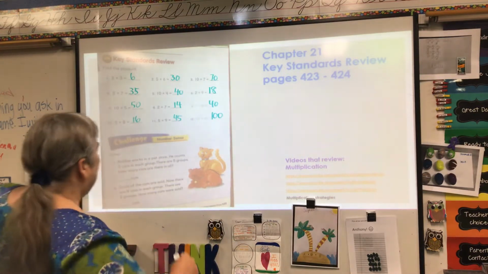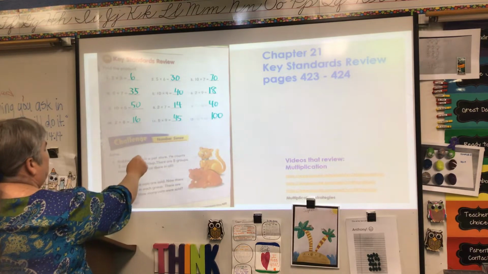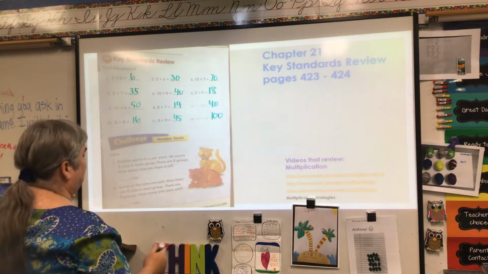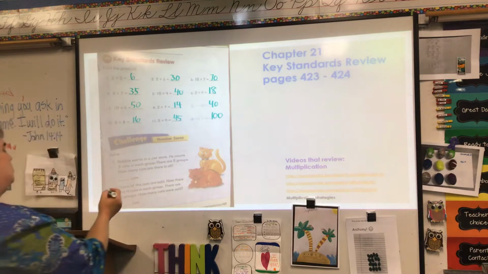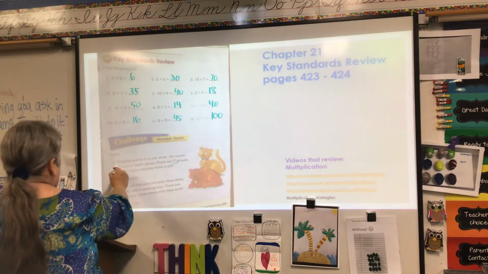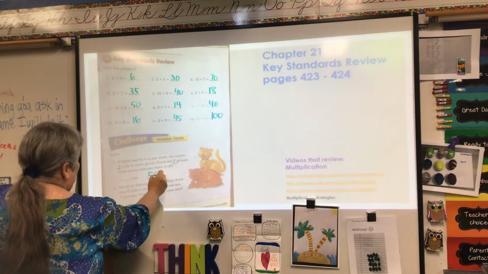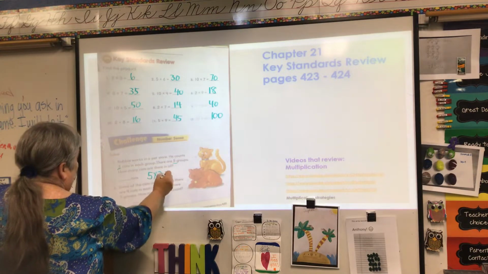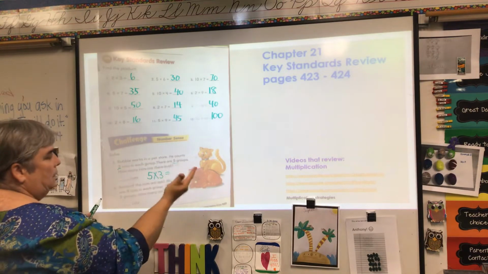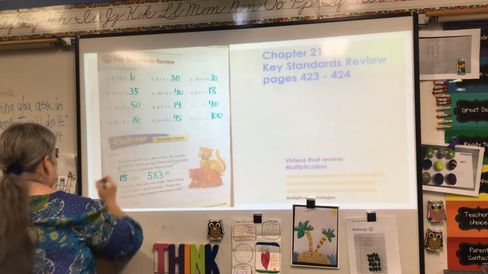Here we go. Robbie works in a pet store. He counts 3 cats in each equal group. There are 5 equal groups. How many cats are there in all? So I'm going to do my math problem right here. I know there's 5 equal groups and there's 3 cats in each group. So I'm going to say 5 times 3. And I'm going to skip count by 3s 5 times. 3, 6, 9, 12, 15. So my answer is 15 cats.